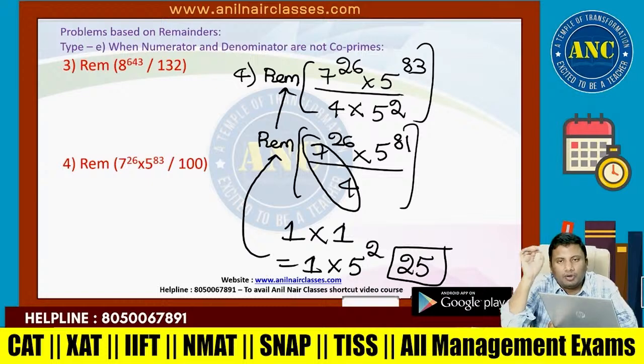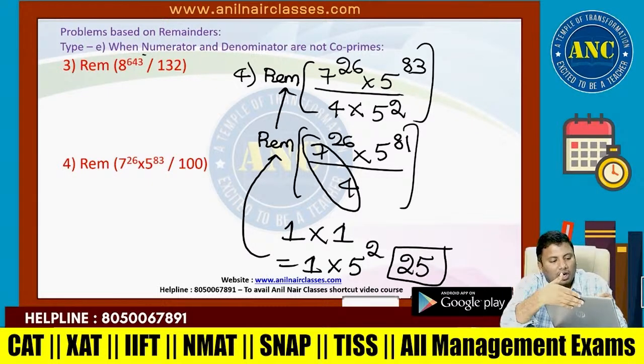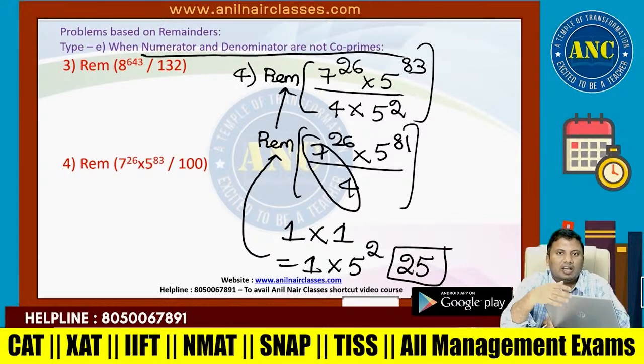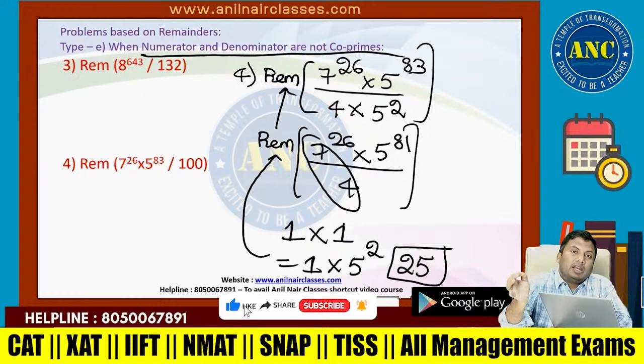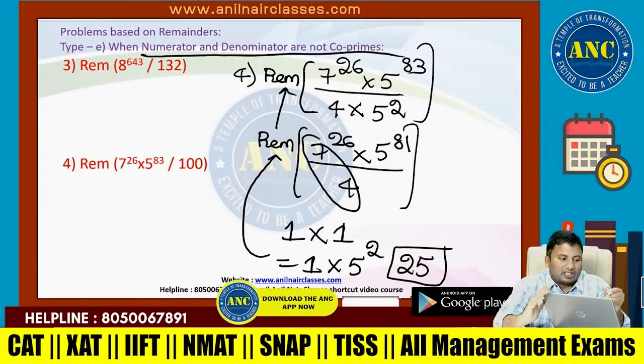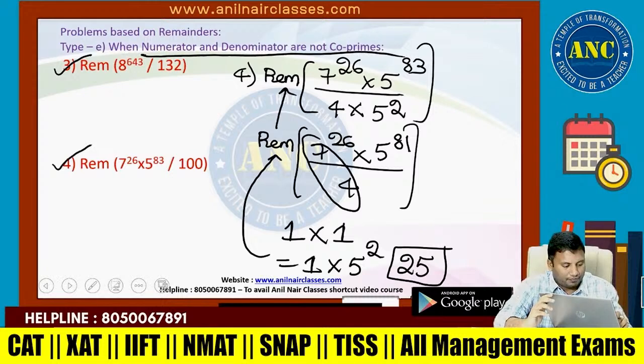When the numerator and denominator are not co-prime to each other, make them co-prime to each other. Get the answer and re-multiply the factor which is taken out. I hope it is clear. Third and fourth problem. I hope it is clear.